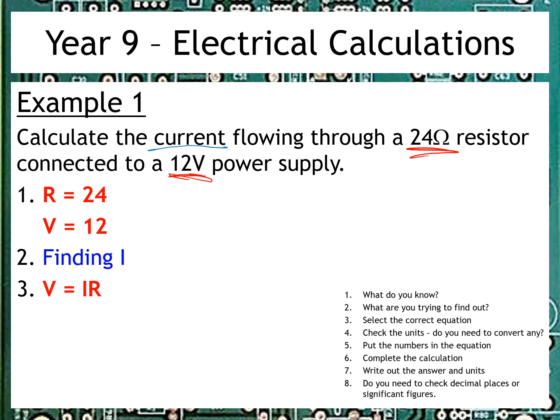We check the units. Ohms and volts are all standard. We don't need to make any changes. So we're now going to put the numbers into the equation, as you see here, and then calculate the right answer. And finally, we're going to write out the answer, 0.5 amps. So we've got the units on the end there. There's no requirement to have any particular number of decimal places or significant figures here. So that's the end of the question.